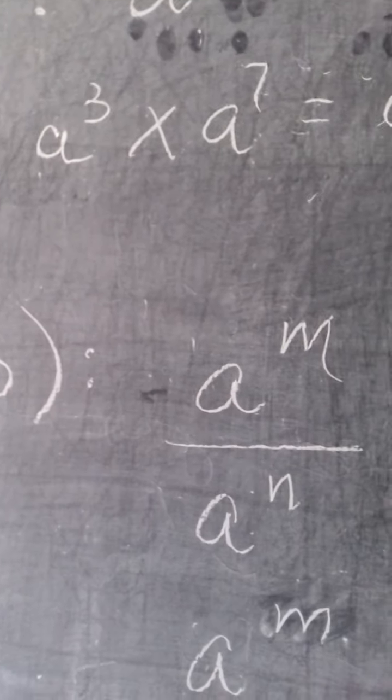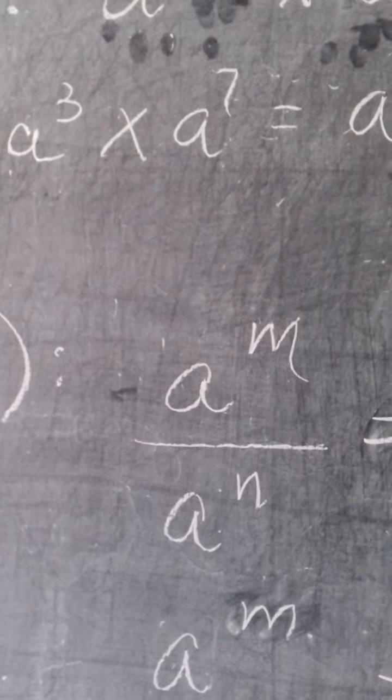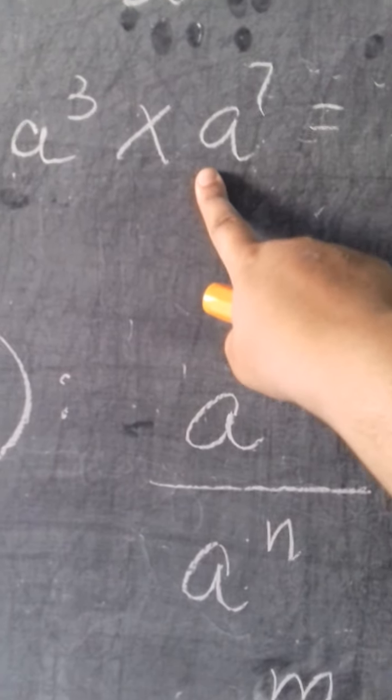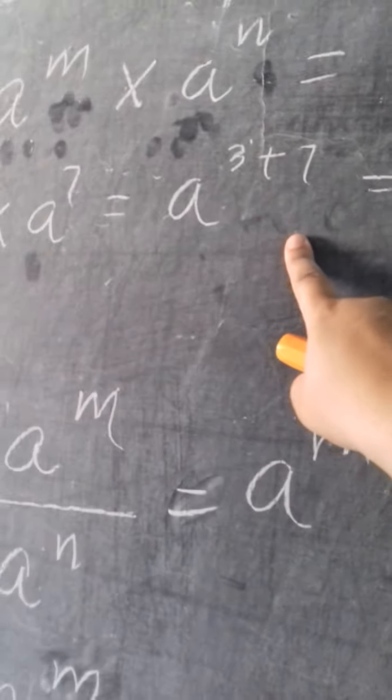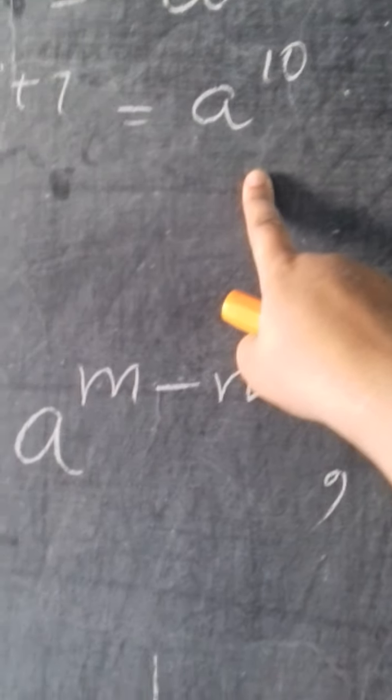For example, a to the power 3 into a to the power 7. Base is same, remember this thing. So 3 plus 7, a to the power 10, answer.